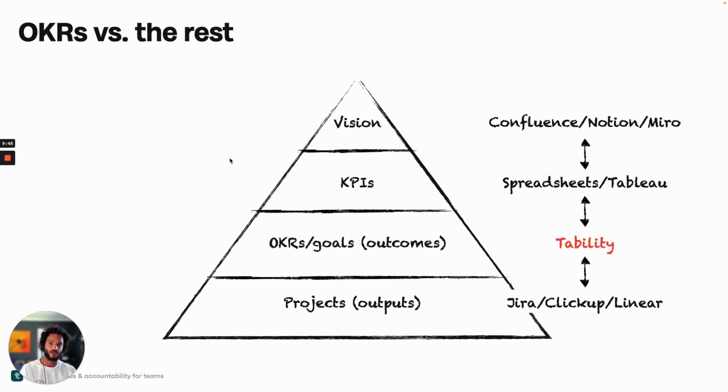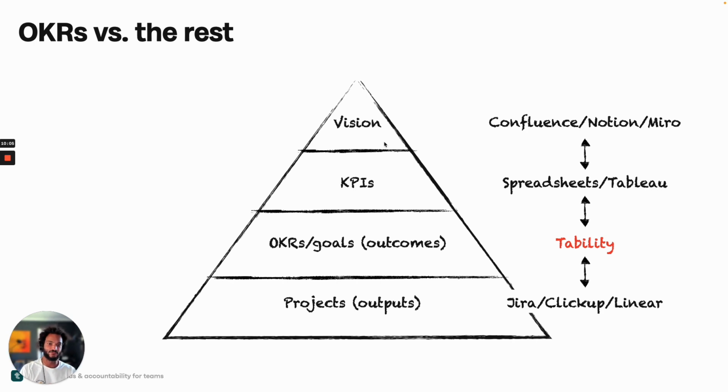So in a company, you have your vision at the top, and that usually sits in the document management system. It can be your Confluence, your Notion. And that's like a long post, right? It explains where we want to be in 5 years. It's really exciting. This is what we want to do. This is where we want to be.